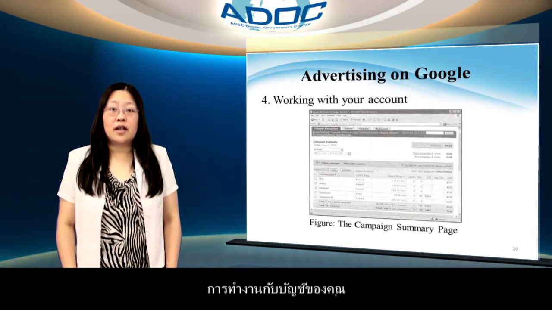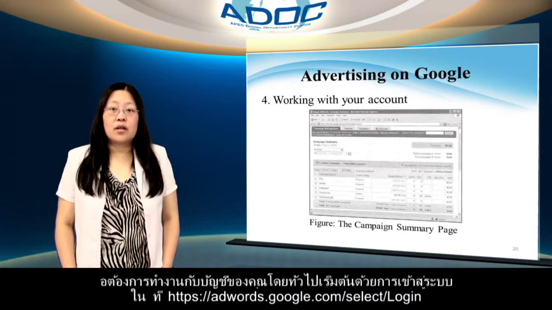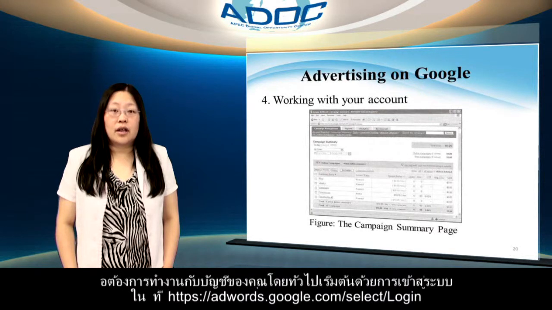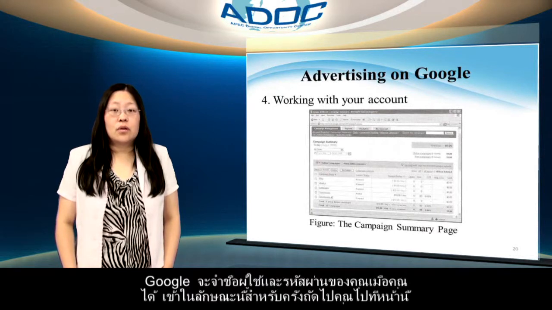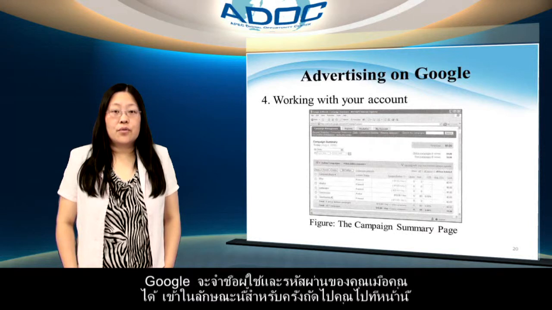Working with your account. To work with your account in general, start by logging in at https://adwords.google.com. Select Login with the username and password you selected. Google will remember your username and password. When you have logged in this way, the next time you go to this page.